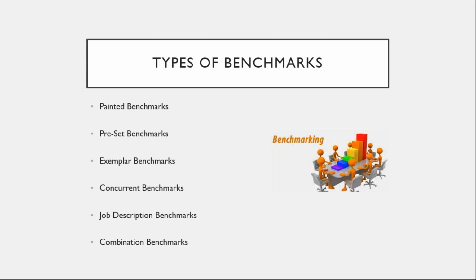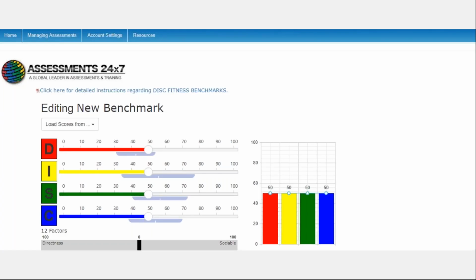Exemplar benchmarks are for the instance where you don't have a lot of data, but perhaps there is that one person that you would like to clone for all intents and purposes and hire more folks like that one. A concurrent benchmark is using multiple folks. Like in our study, we had both high and low performers. That's called a concurrent benchmark. We're using current performance data in order to create the benchmark. There are job description benchmarks, and that's an opportunity to survey, and we'll take a look at that. And then, of course, there's a combination of many different types of benchmarks that we have available.